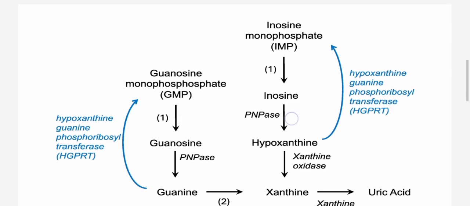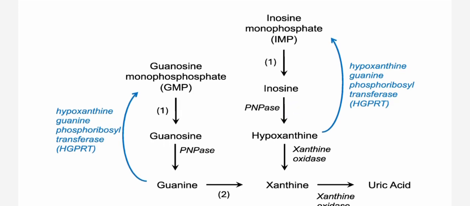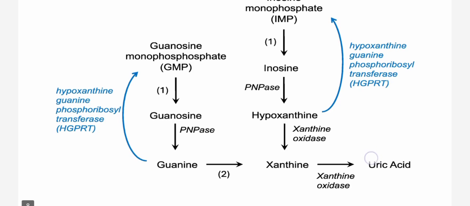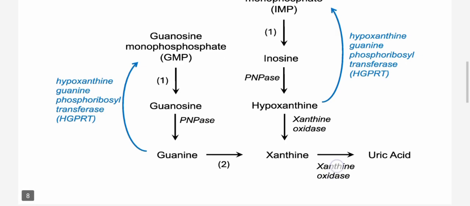The next slide shows the pathway. In this, first the IMP is converted into inosine. Then PNPase acts on the inosine and converts it into hypoxanthine. Then xanthine oxidase acts upon the hypoxanthine and converts it into xanthine. Then the xanthine acts with xanthine oxidase again and converts it into uric acid.